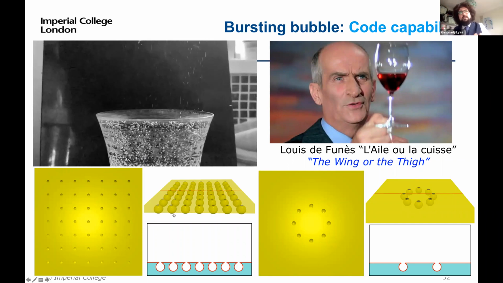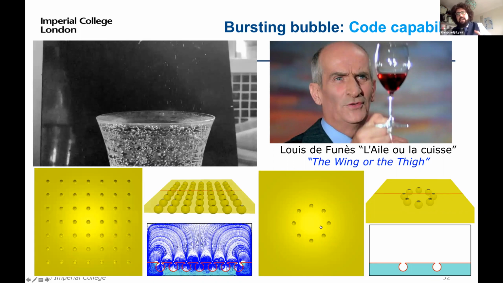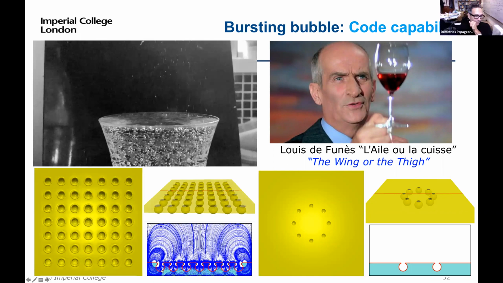Yeah. Here, it's just a quick simulation, just to show the type of application we can do. And even this one, 49 bubbles bursting, and you have 49 pinch-offs simultaneously. Yeah, it's quite impressive.